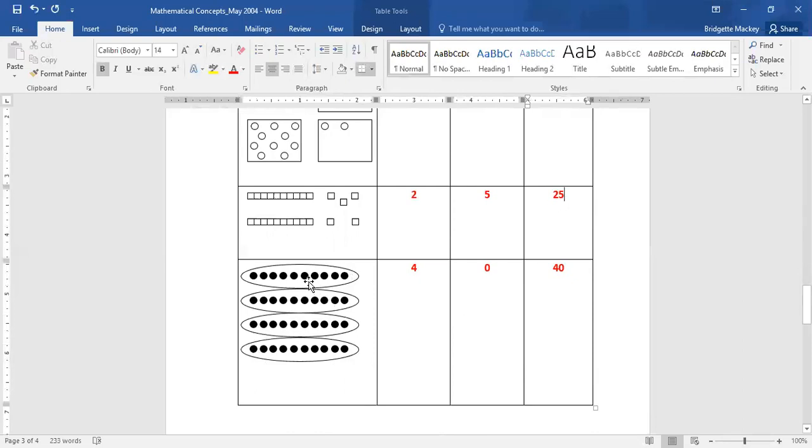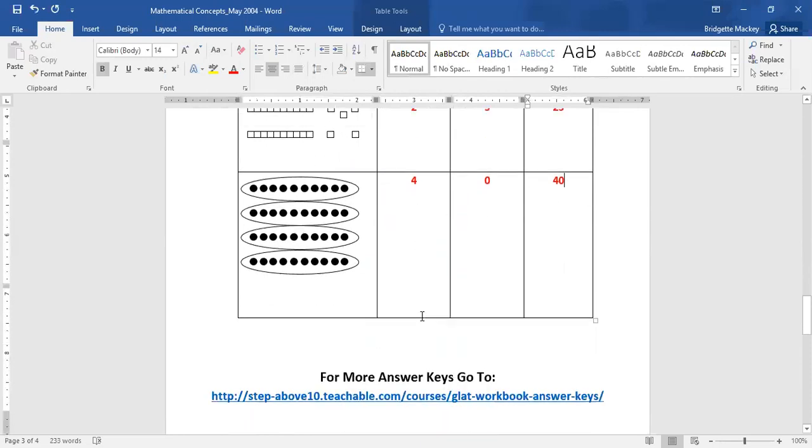And then in the last figure, we have 4 oval shapes. Each of the oval shapes contains 10 little black circles. So 4 goes in the tens column, representing the number of tens that we have. And then we have no little individual circles. They're all in groups of 10. We have none out there drifting in a smaller number. So in our ones column, we have a 0. So when you have a 4 and a 0 together, that makes 40.